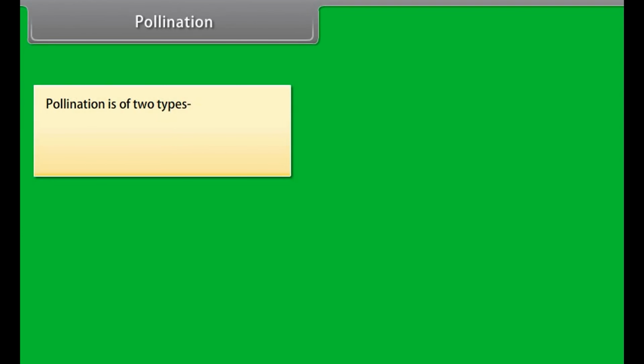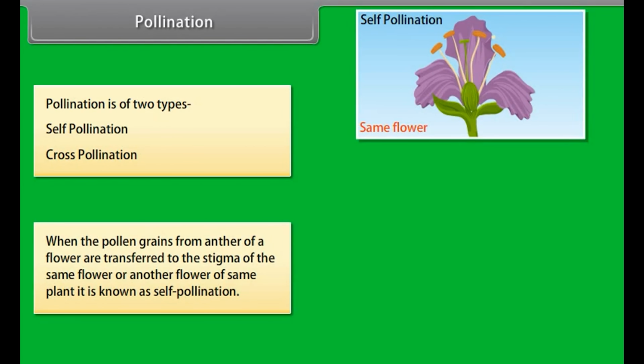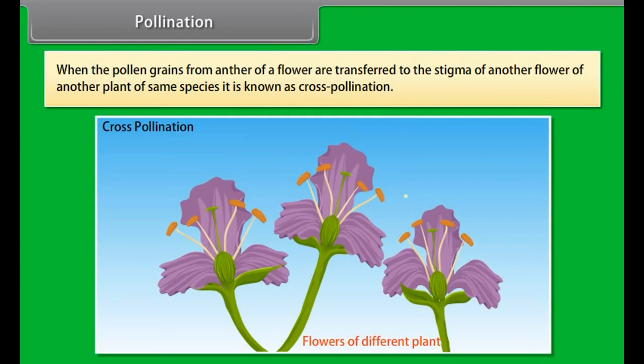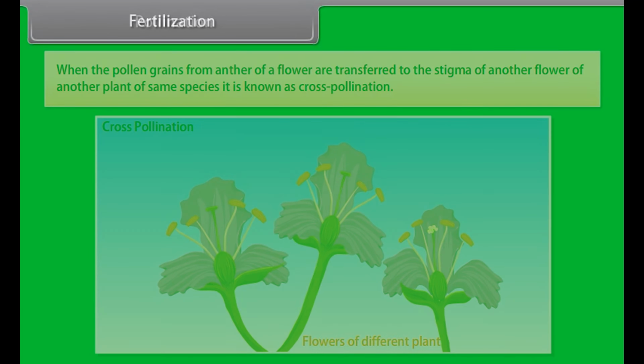Pollination is of two types: self-pollination, cross-pollination. When the pollen grains from anther of a flower are transferred to the stigma of the same flower or another flower of same plant, it is known as self-pollination. When the pollen grains from anther of a flower are transferred to the stigma of another flower of another plant of same species, then it is known as cross-pollination.